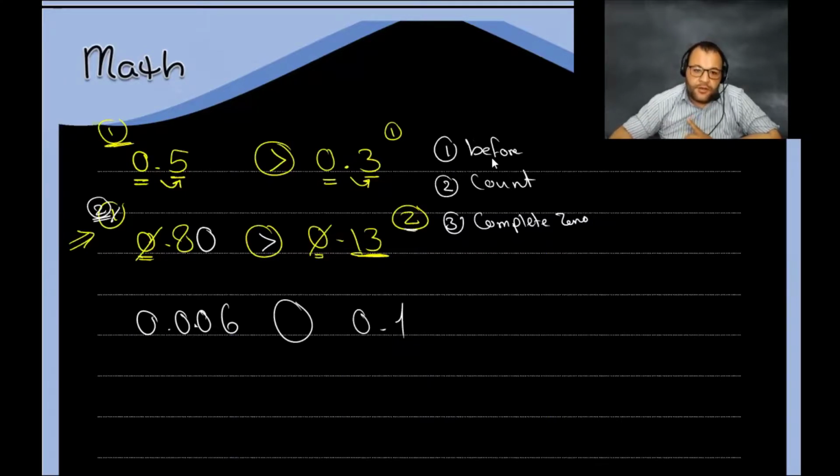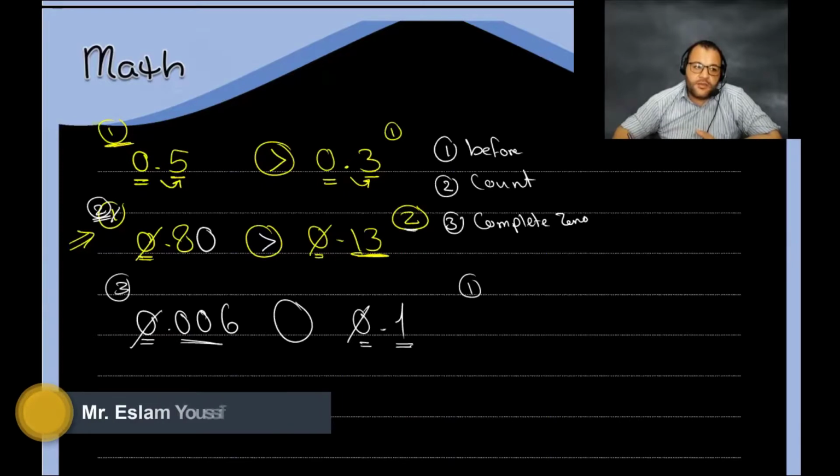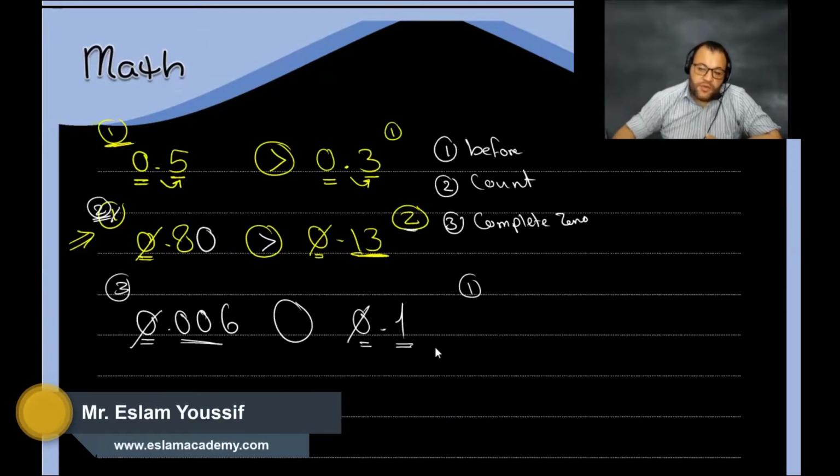Number one, look at the number before the decimal. What is the number before the decimal? 0. Ignore them. Number 2, count. How many digits do we have here? 3. How many digits do we have here? 1. If they are different digits, you can't compare. So how can we compare? Complete to make the same number of digits.